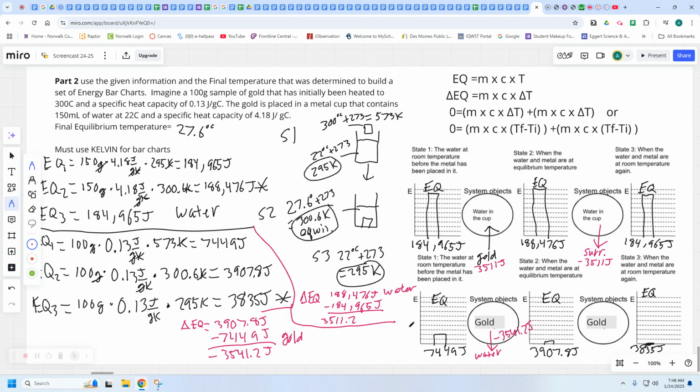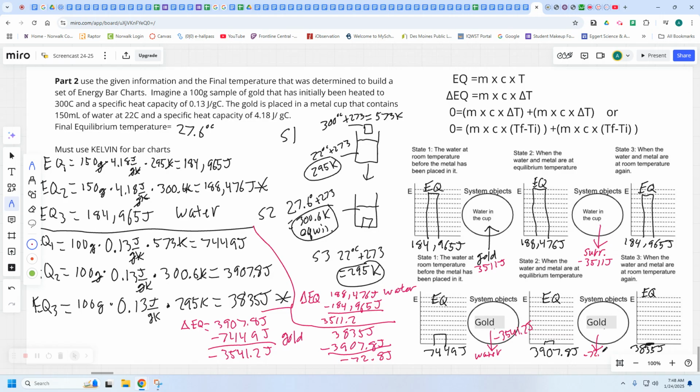So I'm going to take the final state, 3,835 joules, minus the second state, 3,907.8 joules. And if you subtract those two, you should get the amount that's transferred out to the surroundings when the gold cools down just a little bit more. And if I did that accurately, I got approximately negative 72.8 joules of energy transferred out of the gold to the surroundings.